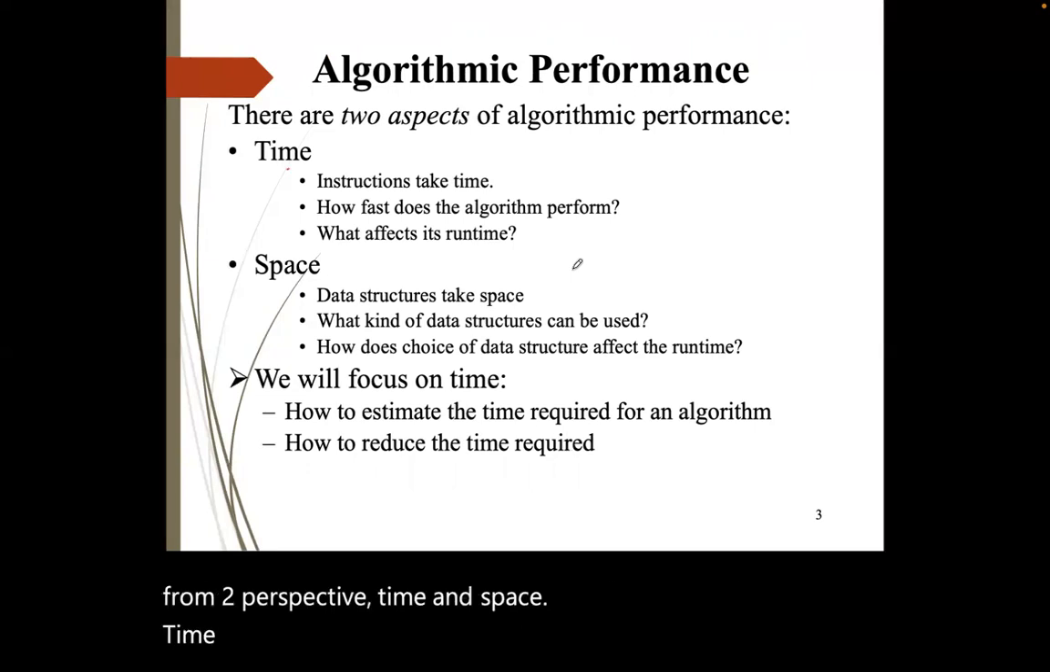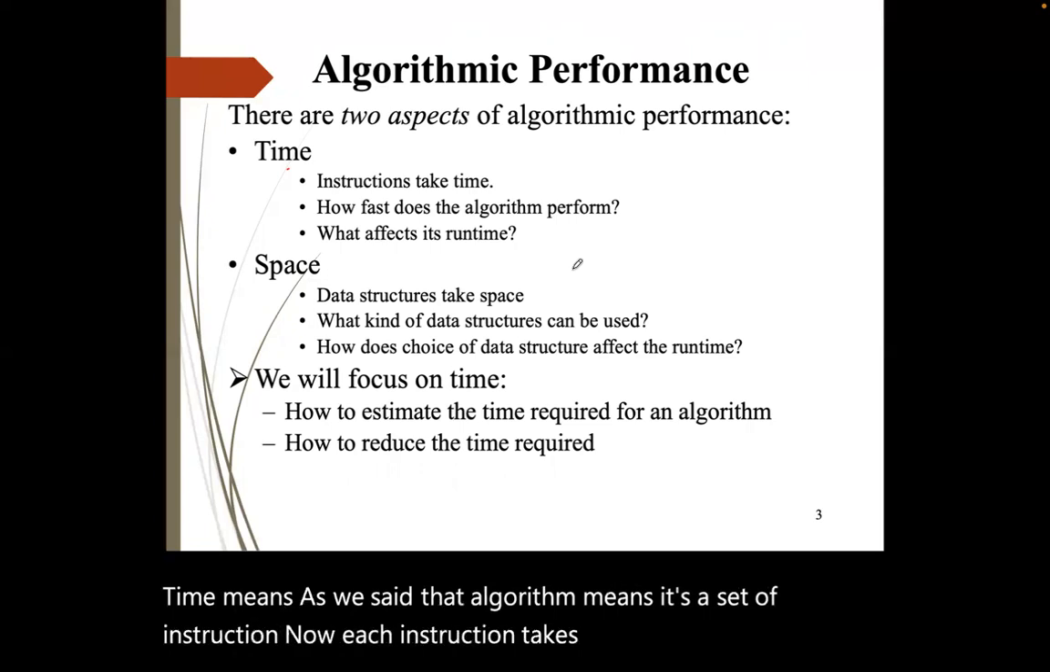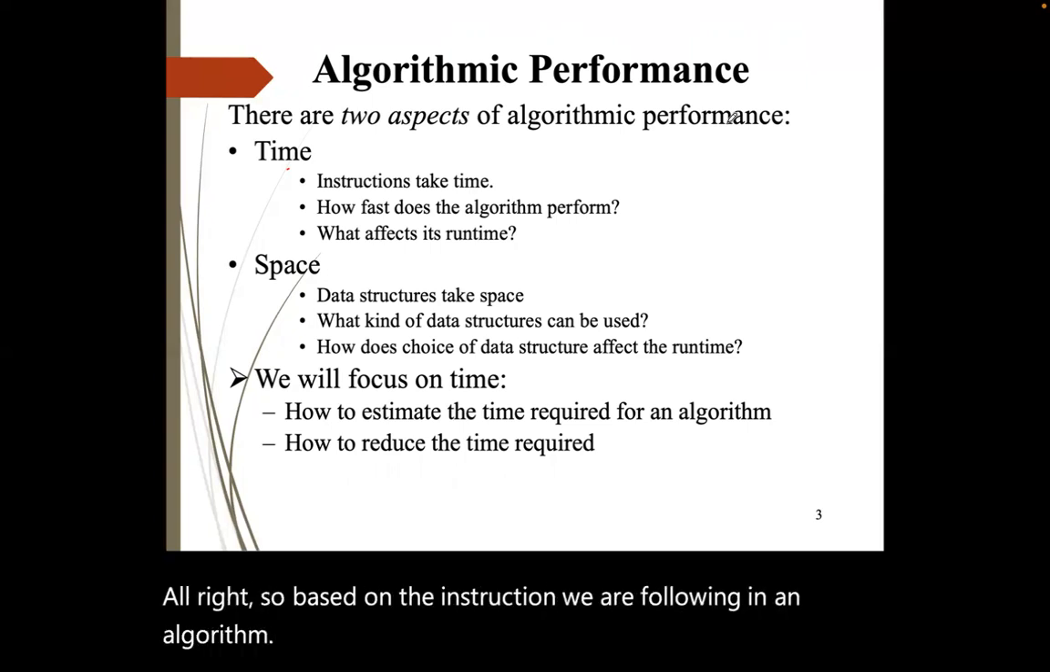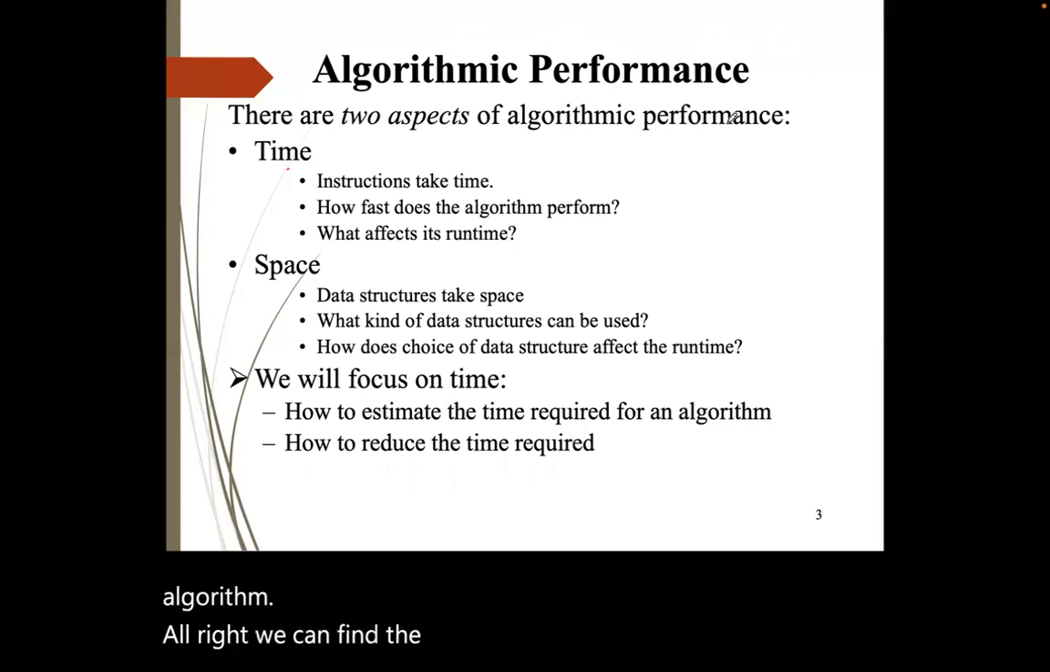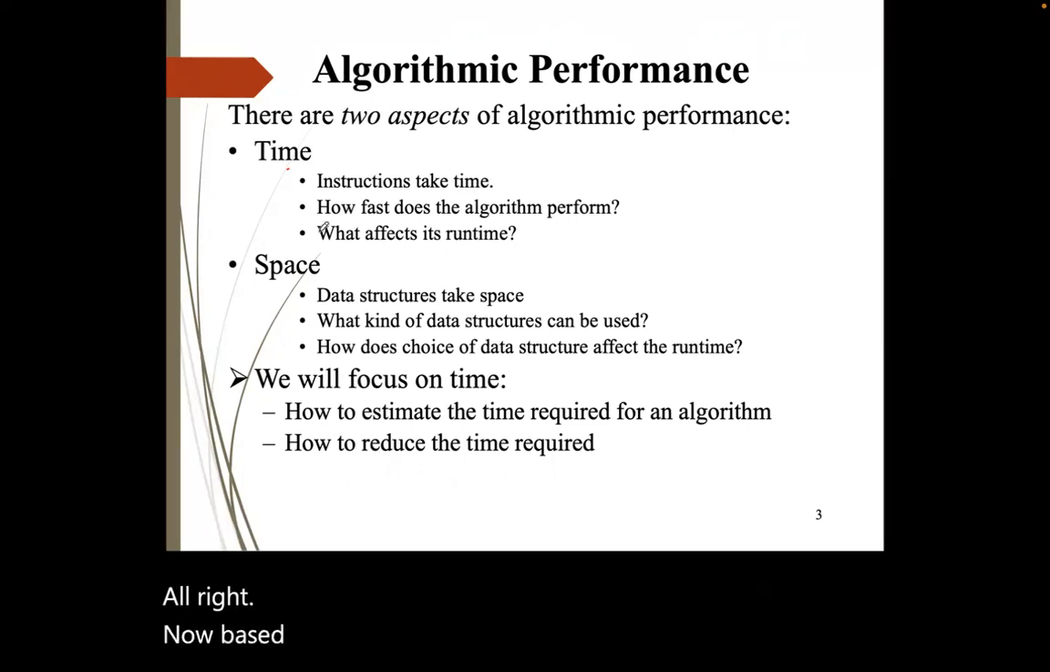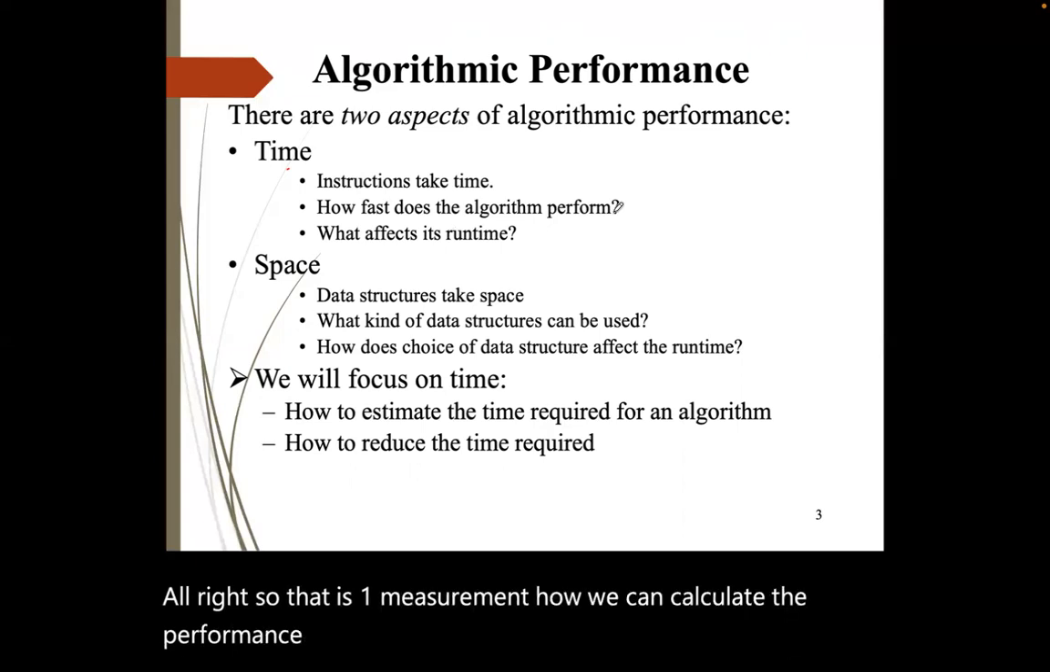An algorithm means a set of instructions, and each instruction takes time. So based on the instructions we are following in an algorithm, we can find the time taken to run the algorithm. Based on that, we can find how fast the algorithm performs. That is one measurement of how we can calculate the performance of an algorithm.